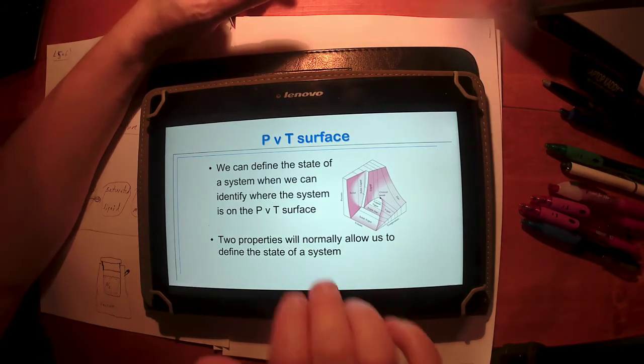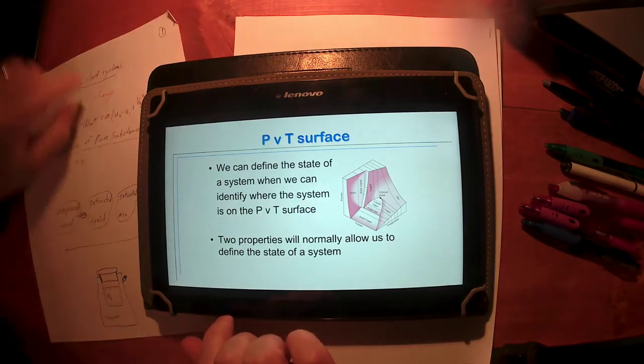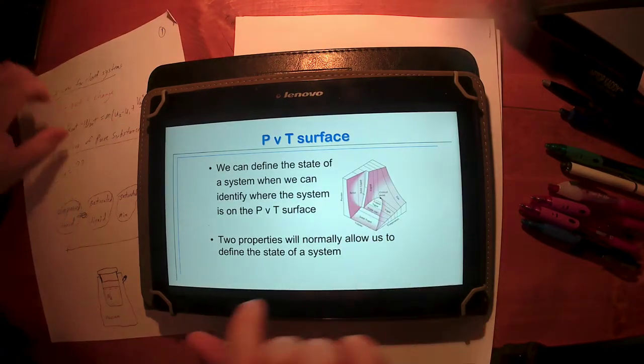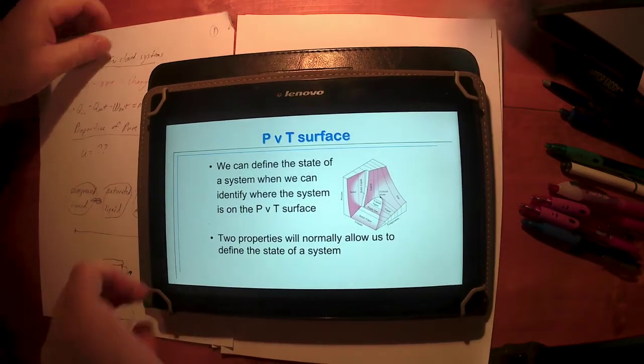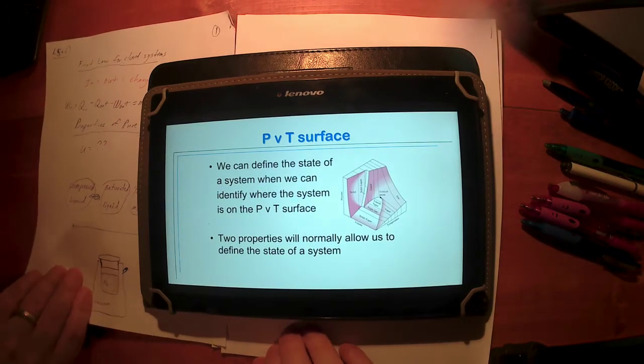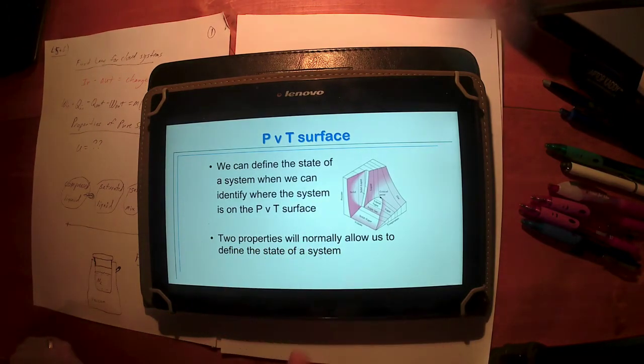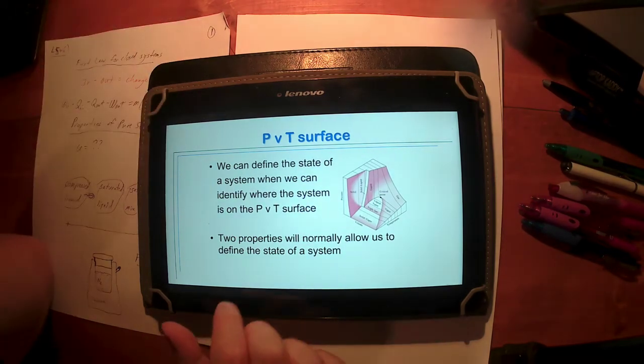So, why is this important? Well, because I need U values. To get U values, I need to know what I'm dealing with. And most of the time, I'm not going to know. I'm just going to know a couple of properties. Two properties is normally all I need. On rare occasion, I might need three.